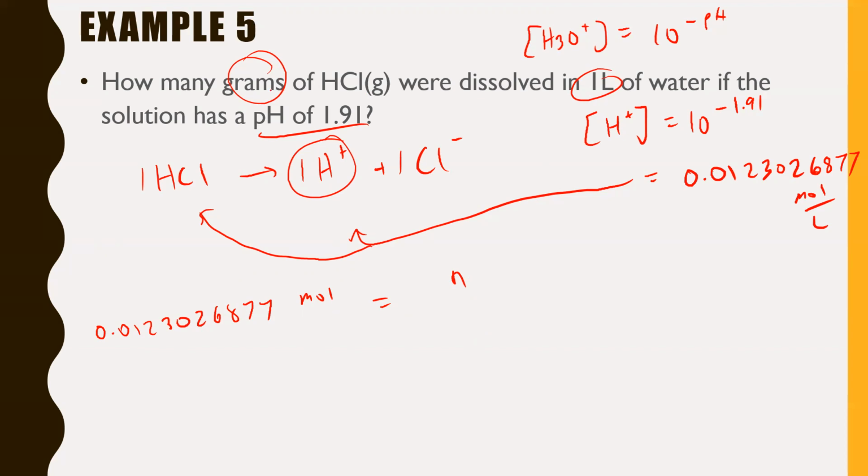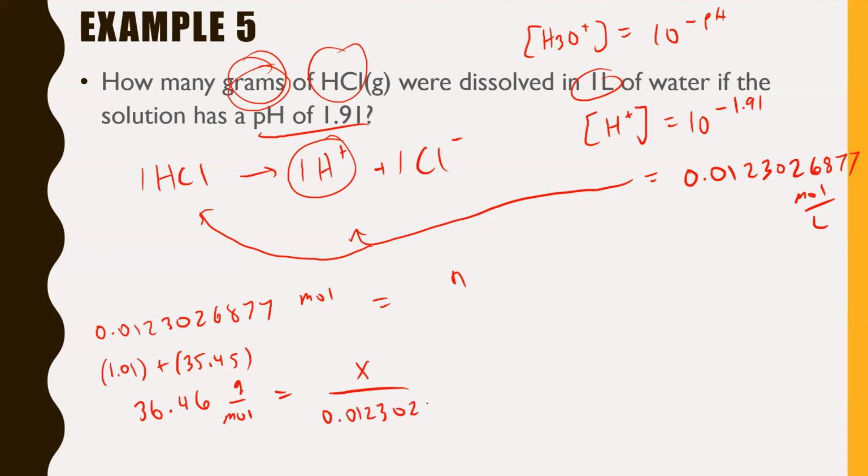We're trying to find our number of grams. Grams has to come from our molar mass, more specifically our molar mass of HCl. The molar mass of HCl is just 1 hydrogen plus 1 chlorine. Well, hydrogen is 1.01 plus chlorine, which is 35.45. So that would give us a total molar mass of HCl of 36.46 grams per mole. Set this equal to some number of grams, that's what we're looking for, divided by some number of moles, which is 0.0123026877. And then last thing we got to do here, one last final step, is multiply it over to the other side. So multiply by 36.46.